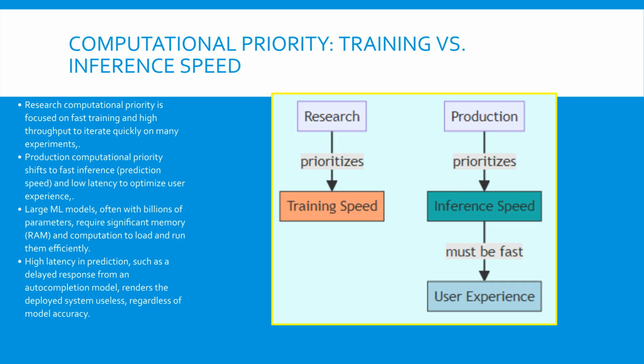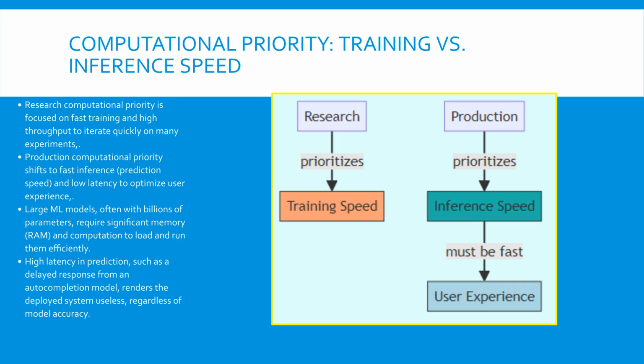However, when a model is deployed to users in production, the priority shifts entirely to fast inference and low latency. Inference means the process of generating a prediction for a user. Low latency means getting that prediction quickly. If a large language model, which can have billions of parameters, takes too long to respond, the application becomes useless.